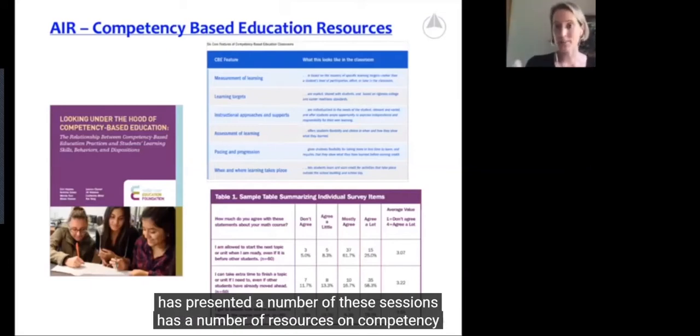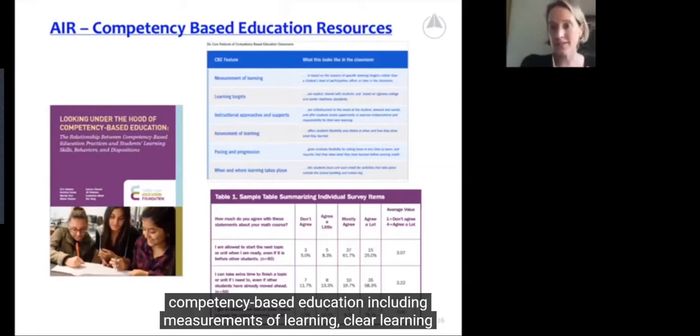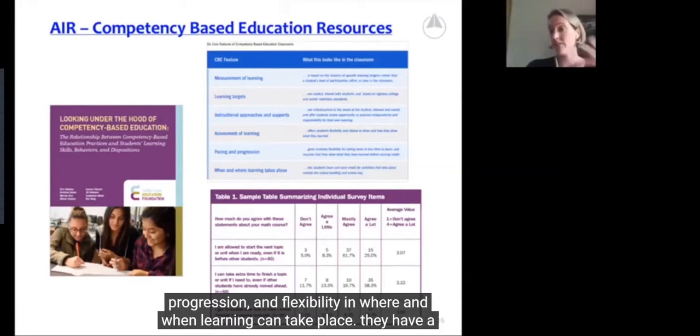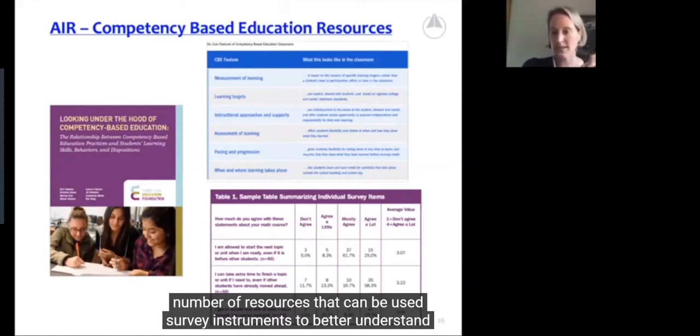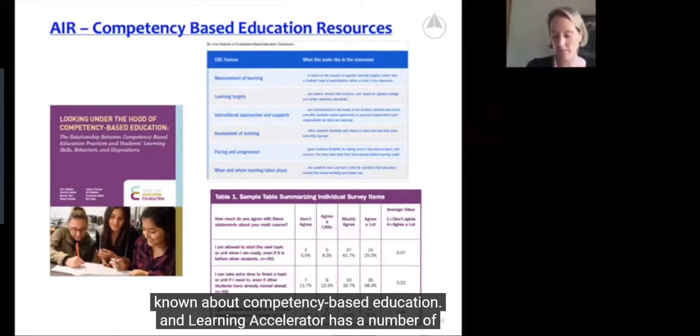AIR, who I know has presented a number of these sessions, has a number of resources on competency-based education. And they have distilled 6 features of effective competency-based education, including measurements of learning, clear learning targets, instructional approaches and supports, assessments, pacing and progression, and flexibility in where and when learning can take place. They have a number of resources that can be used, survey instruments, to better understand how much a current system's approach matches some of the best of what is known about competency-based education.